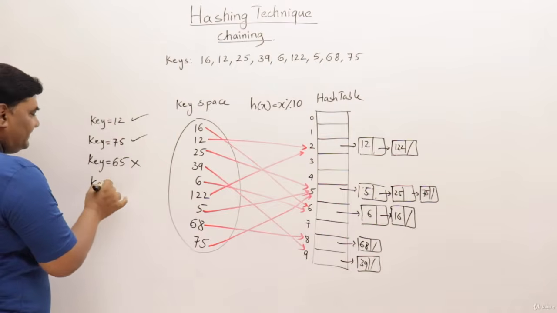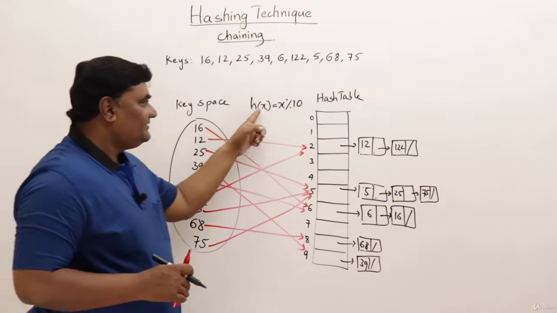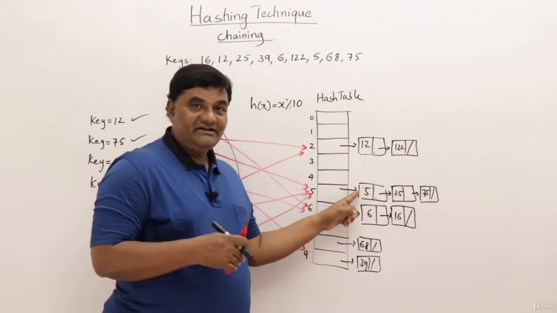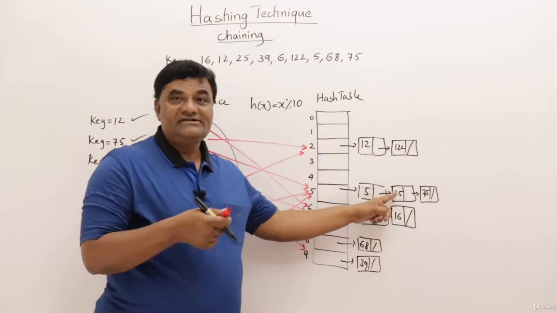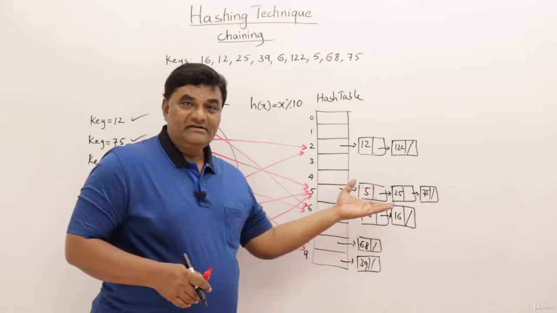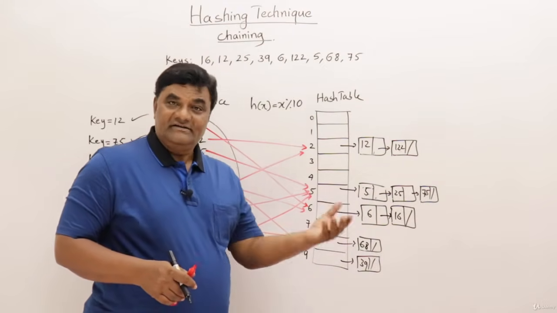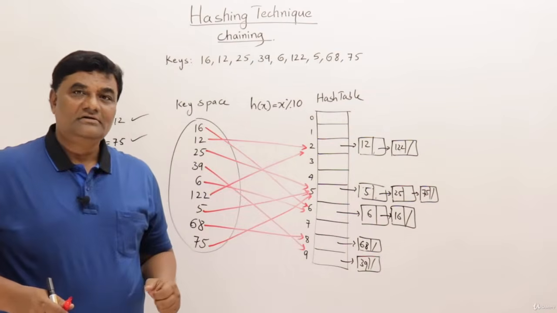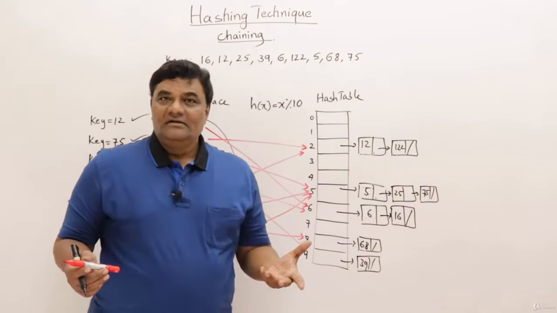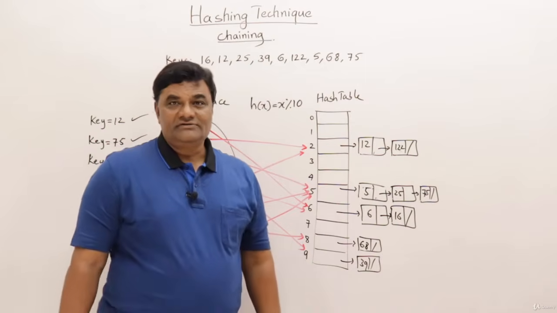Now let me take one more key, 15. 15 mod 10 is 5. Search here. Is it 15? No, 15 is greater. Is it 15? No, 15 is smaller. Stop. Don't check further. If they are sorted, that is the benefit. You can stop if the key is not found and you got an element greater than the key that you are searching. So for 15 also search is unsuccessful. That's all. Insertion is also easy and searching is also easy.